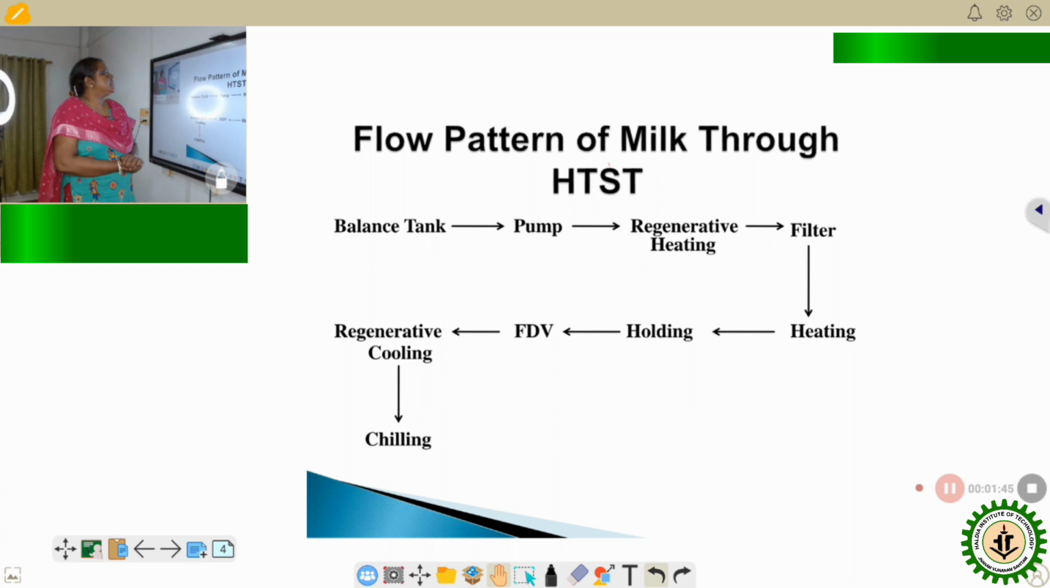Next, I will discuss regarding the flow pattern of milk through the HTST system, as the milk passes through different sections of the HTST pasteurization unit. First, the milk from storage tank enters into a balance tank, then it moves to pump, then regenerative heating section, then filter, then final heating section, then holding section, and after this it moves to flow diversion valve, regenerative cooling section, and final cooling or chilling section. So this is the flow pattern of milk as it passes through HTST pasteurization system.